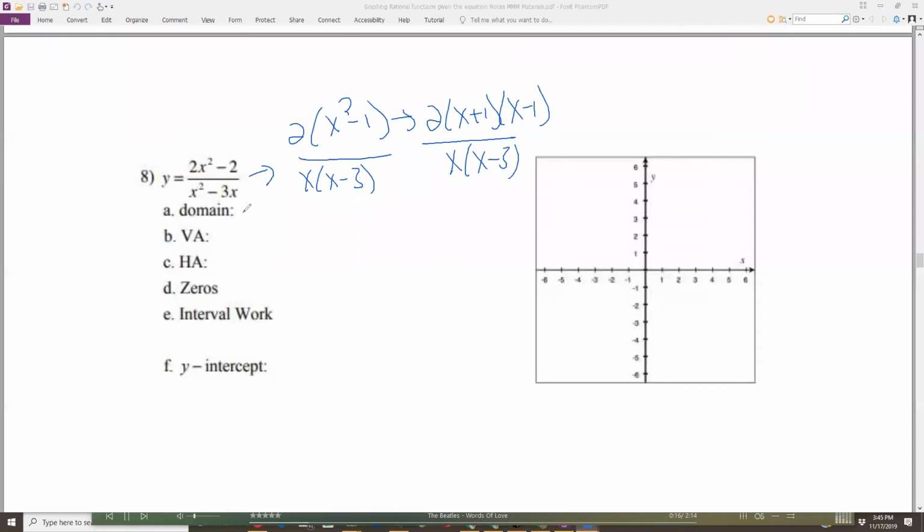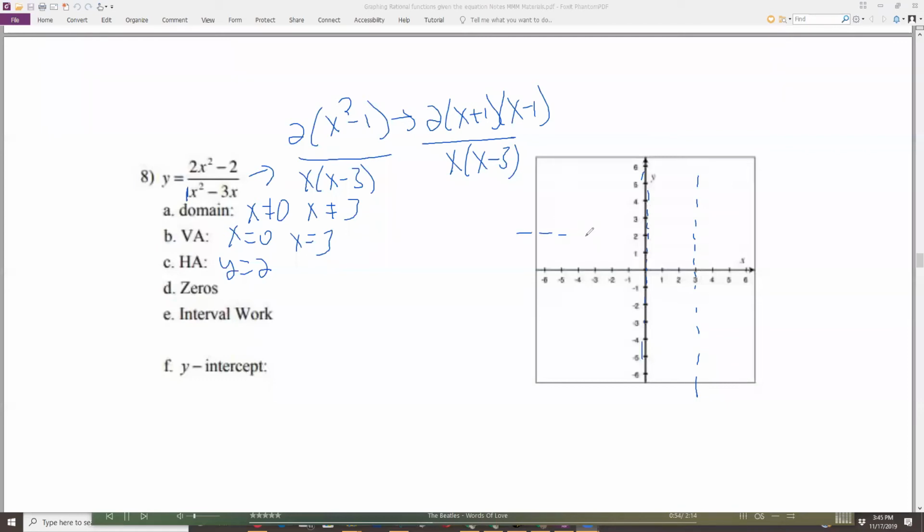So domain, well, I know the domain doesn't include 0, because when x equals 0, I get something over 0. And I know that can't equal positive 3. And I don't have any common factors, so that tells me there's a VA at x equals 0 and x equals 3. So I'll try to fit in that x equals 0 and x equals 3. Zeros, I'm sorry. Same power function. So that means y equals 2 over 1, right, is the horizontal asymptote.